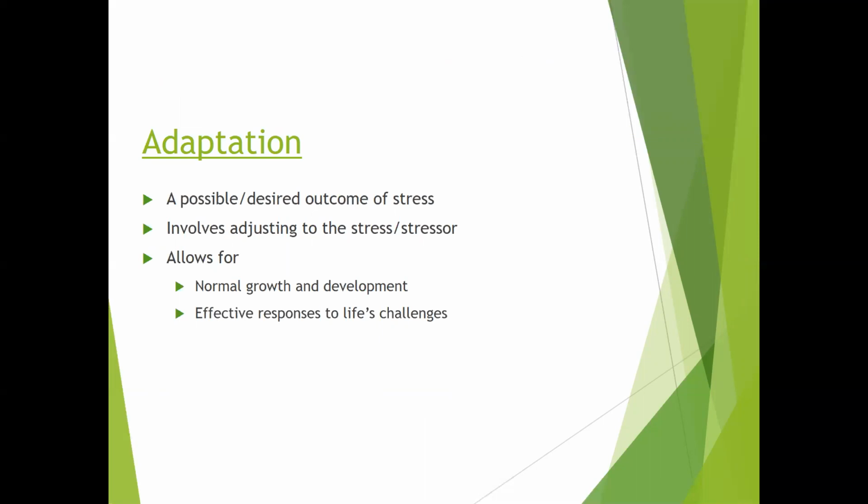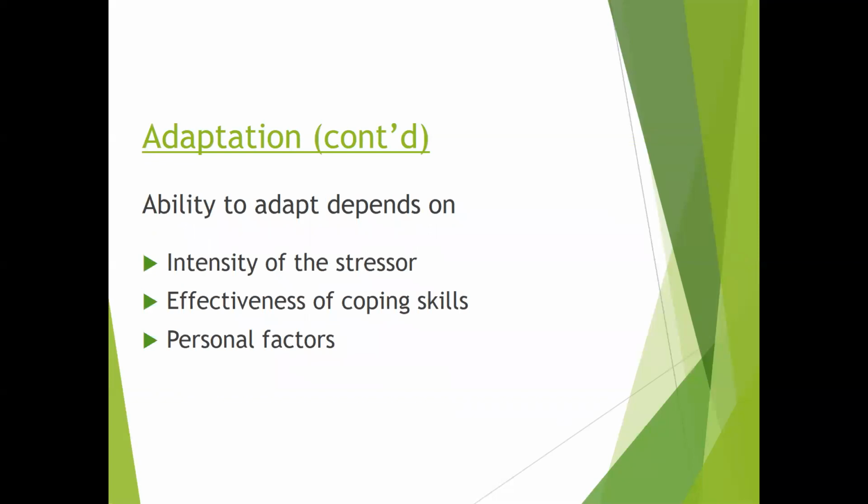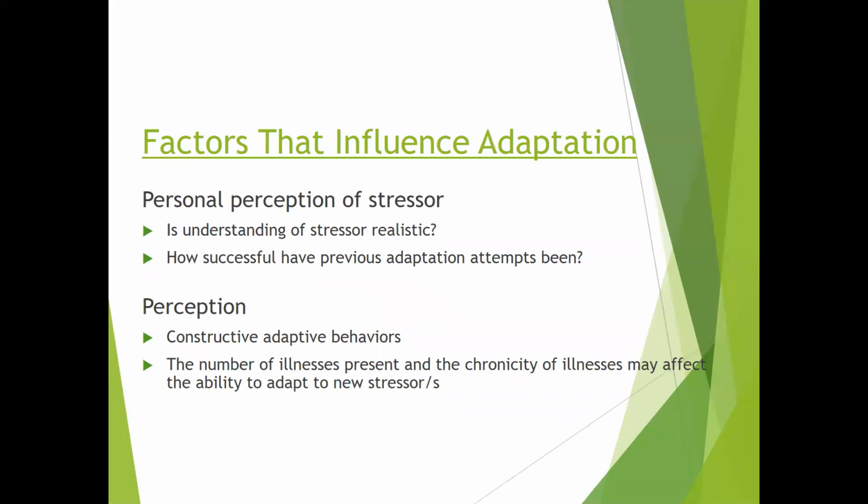Some more on adaptations. It's a possible desired outcome of stress. It involves adjusting to the stress or stressor and allows for normal growth and development, and effective responses to life challenges. So, like I said, there are different developmental stressors, and that's completely normal to go through at different stages in life, and it'll help you to grow to get through those. The ability to adapt depends on the intensity of the stressor, the effectiveness of the coping skills the person has, and personal factors. Have they been through things before? Everybody's different. Everybody has a certain tipping point, and a different point that they can handle. All right, so let's look at factors that influence adaptation.